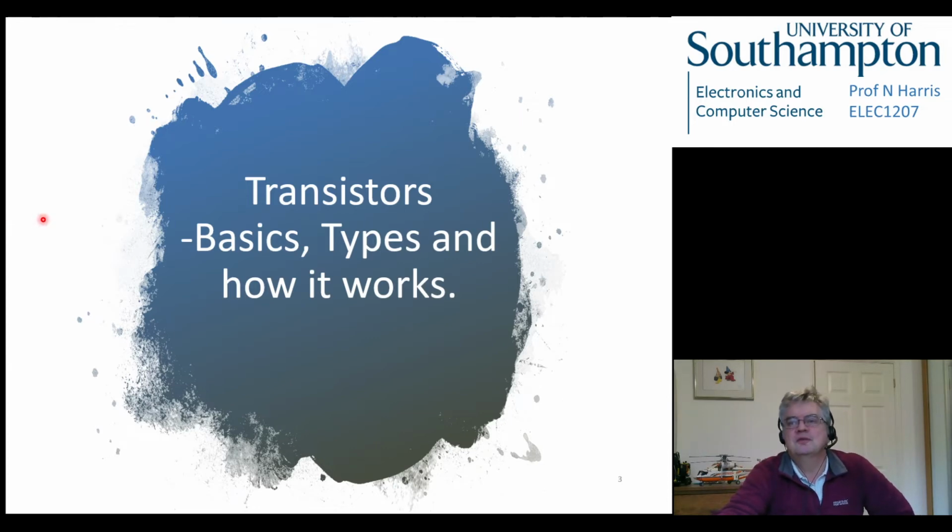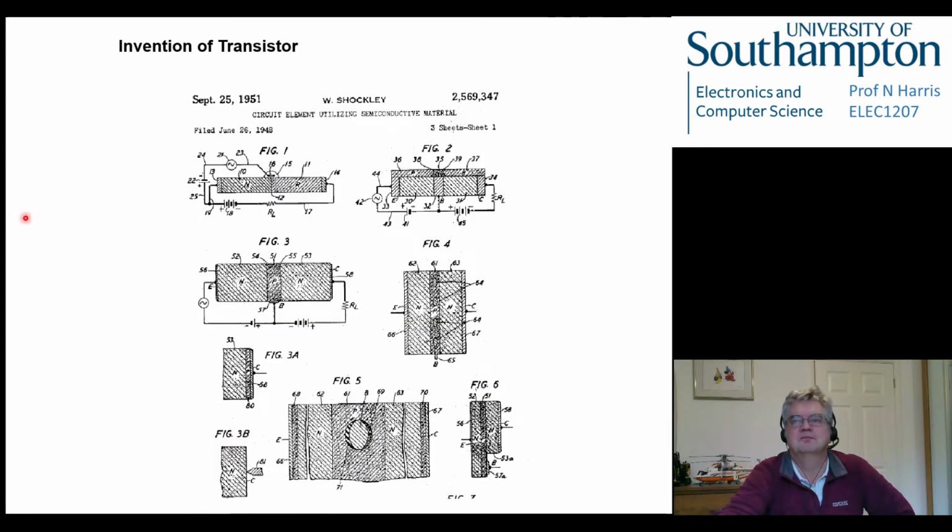Okay, so transistors, basic types and how they work. The invention of the transistor: this is a page from the original patent, 1951. Some people will tell you it was filed in 1948, but it was granted in 1951. Patents take a long time to get granted. And these are some diagrams of what a transistor looks like, and they're probably meaningless, but you'll notice as we go through that some of these diagrams that appeared in the original patent, this one for example, are still used today to describe exactly how transistors work. So Mr. Shockley hit it right on the head with these diagrams here.